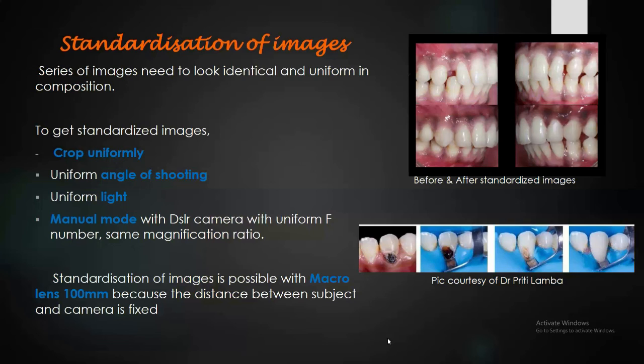Now, standardization of images is possible with a 100 millimeter macro lens because the distance between the subject and the camera gets fixed when you use a macro lens.